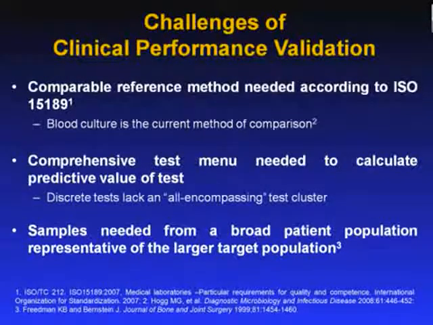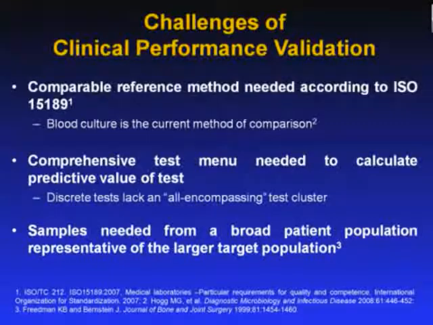This leads us to the second challenge existing with validation of nucleic acid recognition, which is that a broad test panel is necessary to calculate predictive values of an assay. Predictive values are difficult to accurately report when comparing discrete versus non-discrete tests due to the lack of an all-encompassing test cluster. An example of a test with broad test cluster would be blood culture, and a discrete test would be PCR. The positive and negative predictive values can be calculated for each individual pathogen detected by a discrete panel, but not for the assay as a whole due to the limited test cluster.